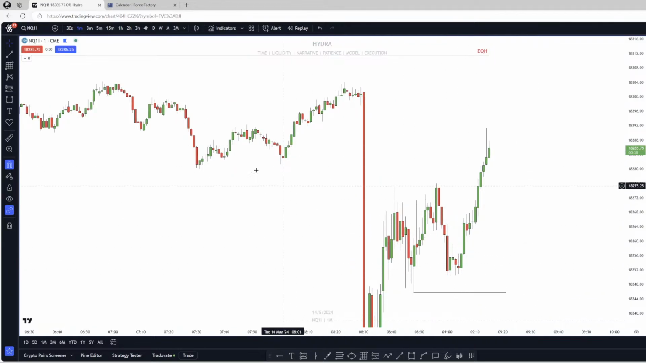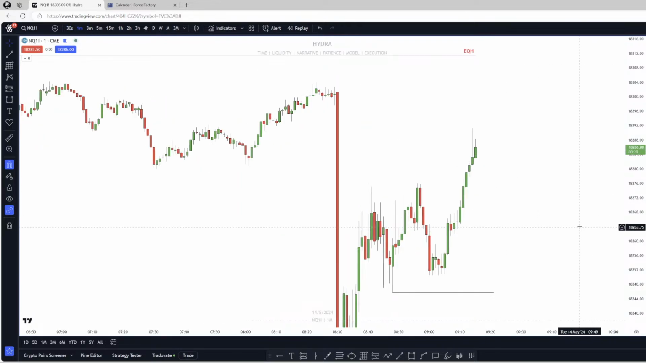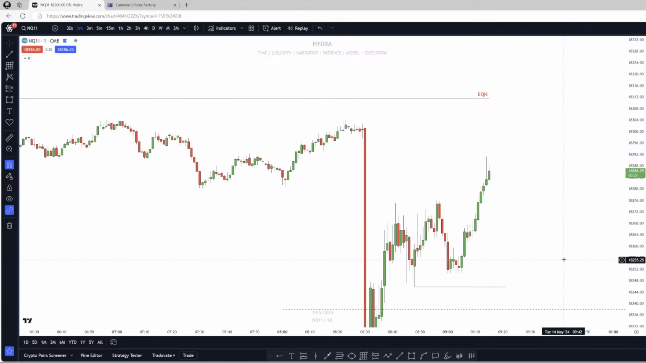This level is not gonna stay for whole day. I feel like that. Too clean. There's no stop hunt at all. So a lot of sell stops are down here.